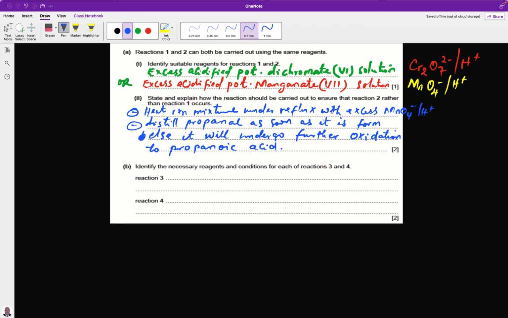That is it. State and explain how. Now, heat the reaction mixture under reflux with excess of the oxidizing agent. 2. Distill the propanol as soon as it is formed, else it would undergo further oxidation to propanoic acid. That is all.